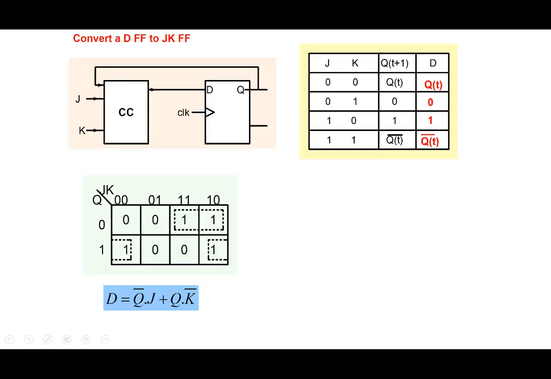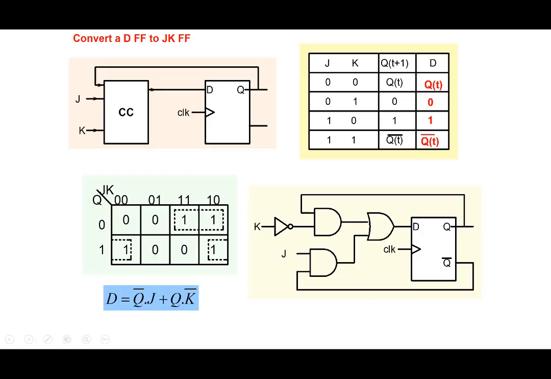Then we can combine them together and we get D equal to Q bar J plus Q K bar. Therefore we can implement it as follows. We have a D flip-flop, and we generate this particular term, Q bar J, by taking Q bar from here, and Q K bar by taking Q from here and K bar here. We combine these two using an OR gate and feed it into D.